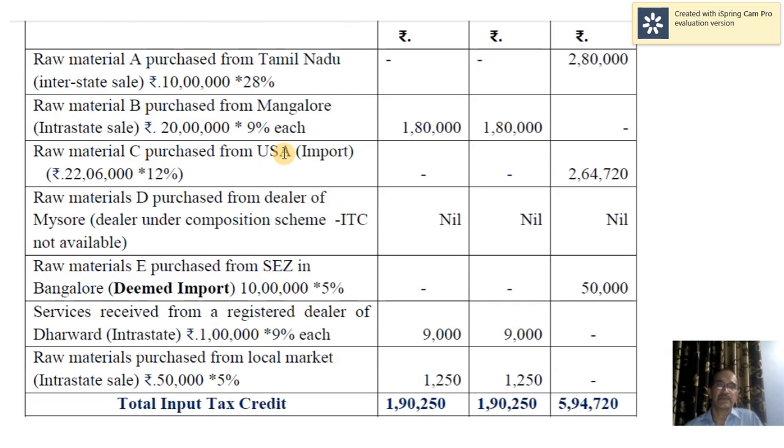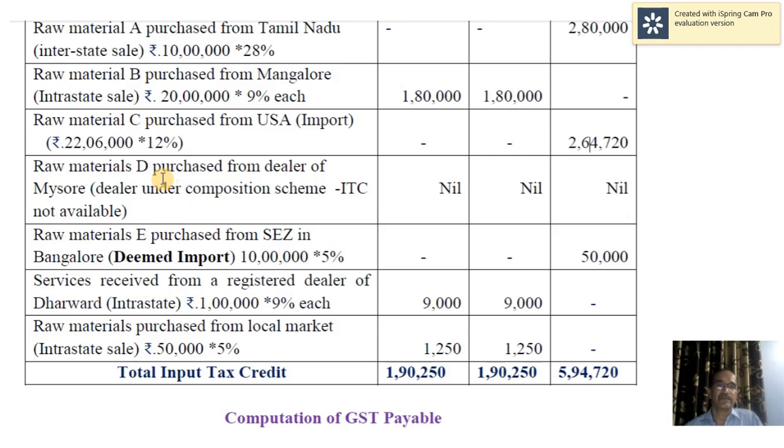Raw material C purchased from USA, that is considered to be deemed import. Sorry, import only. Yes, on 22 lakh 6,000 you would apply 12%. So you are getting IGST. Raw materials D purchased from dealer of Mysore.